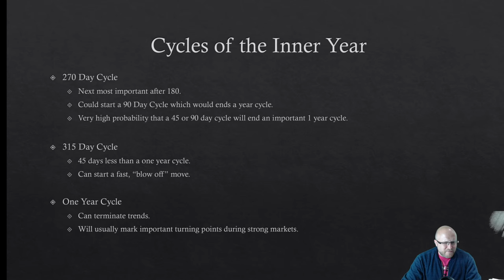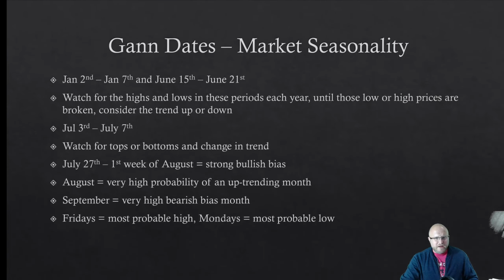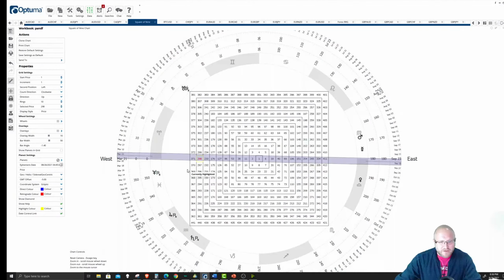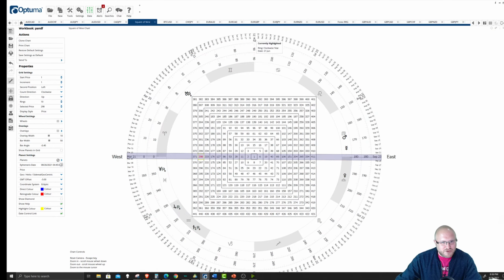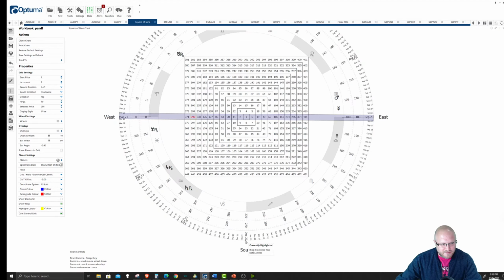270-day cycle, 315, and then you have the 360-day cycle. So that's an important one. Now there are seasonal dates that are super important. I'm going to tell you what they are, and they're going to sound really interesting because they're not very interesting. So you can just write these dates down, okay? March 21st, June 21st, September 23rd, and December 22nd.